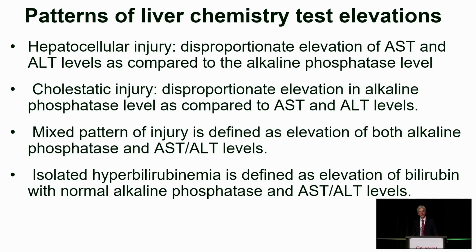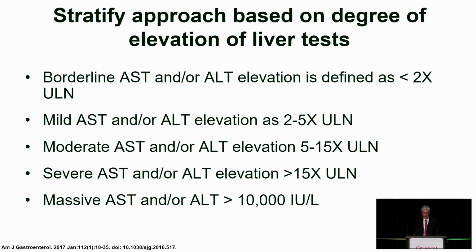So, hepatocellular injury, AST and ALT are elevated. Cholestatic injury, alkaline phosphatase is elevated. And in your syllabus and in the slides that I provide, you'll see that there's an R level that you can use as well to help distinguish these if necessary. If the hyperbilirubinemia is there, you can call this just isolated hyperbilirubinemia, and we'll go over this momentarily.